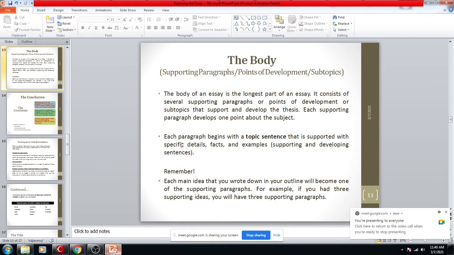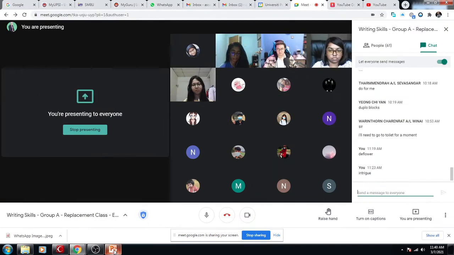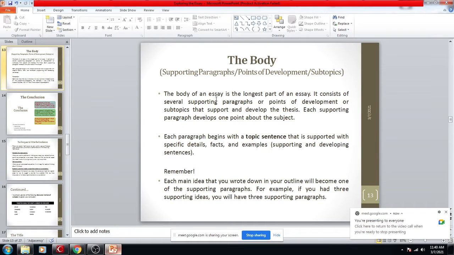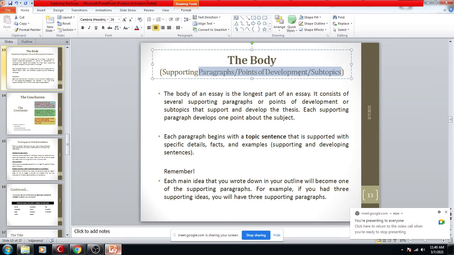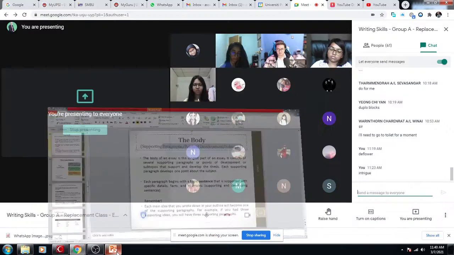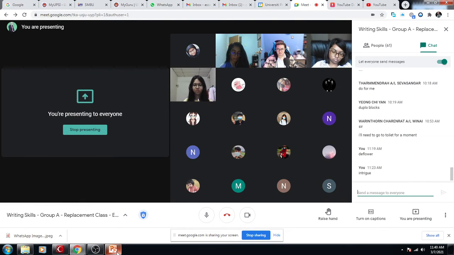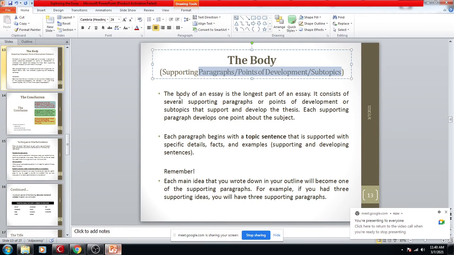The body, as I said, we do not have much to say about the body because the paragraphs in the body are similar to any paragraphs, standalone paragraphs. So, but quickly, in the body you have your supporting paragraphs, your points of development you want to develop, your subtopics, your argument. The body of an essay is the longest part of an essay, obviously. It consists of several supporting paragraphs.